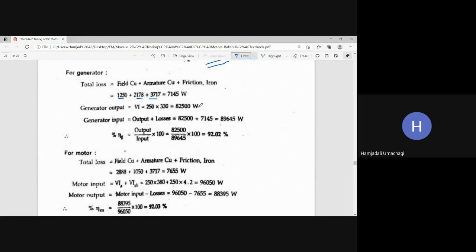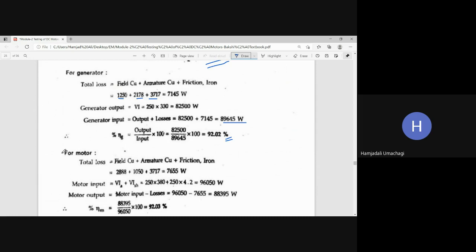Now calculate the generator input. Generator input is nothing but output plus total losses. Output is 82,500 plus losses is 7,145. So our generator input will be 89,645 watts. After calculating output and input, finally the efficiency of the generator, percentage eta G, is equal to output by input into 100, where output is 82,500 divided by input, which is 89,645, into 100, which is going to be 92.02 percent. This is the efficiency of the generator.